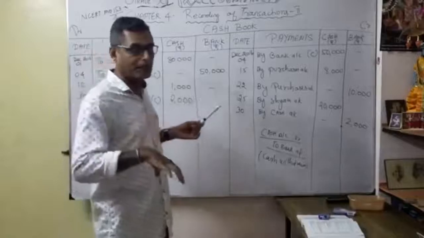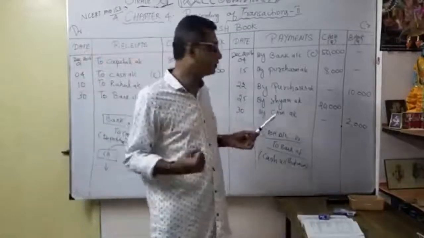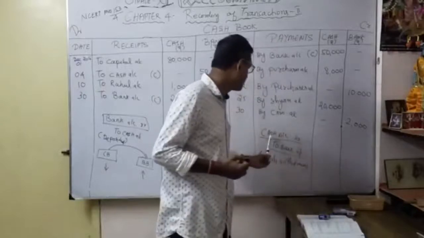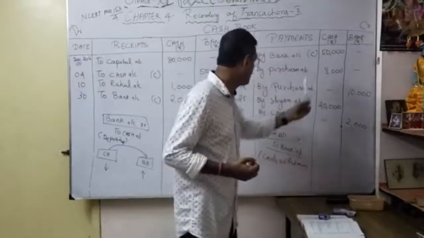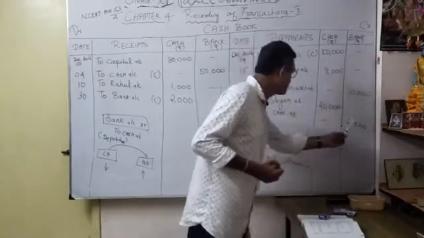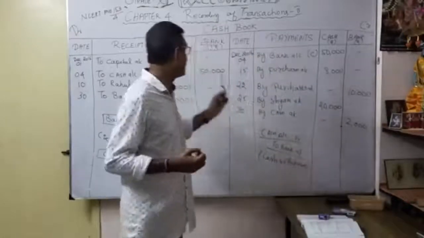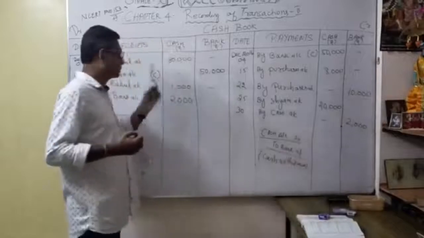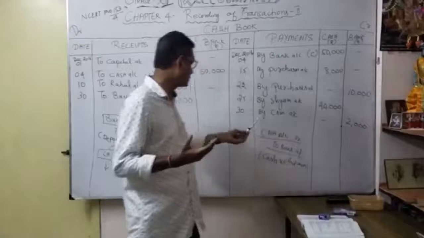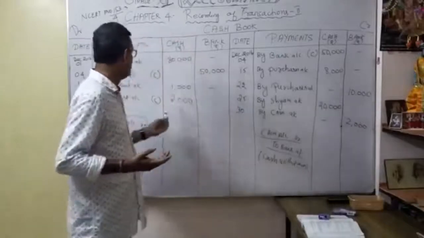Similarly, in my bank, cash is automatically reduced. That's what: by cash account 2000. See, when you are doing posting in the bank account, it is by cash account 2000. And in the cash account, to bank account 2000. Okay, so this you easily understood. This one, cash account, to bank.